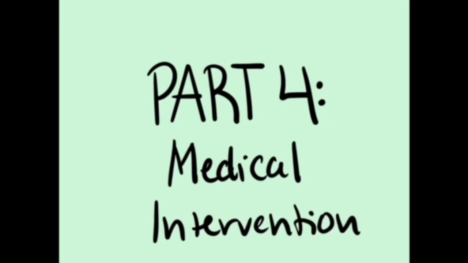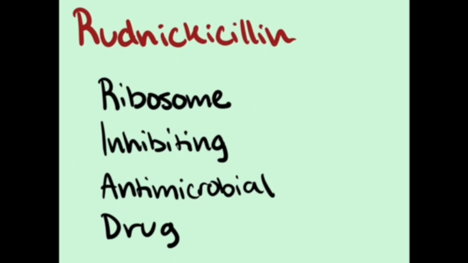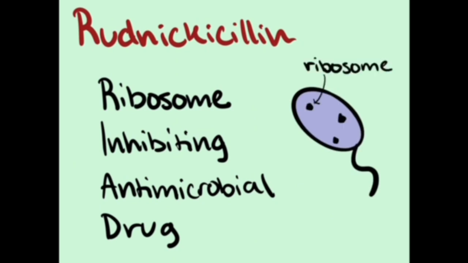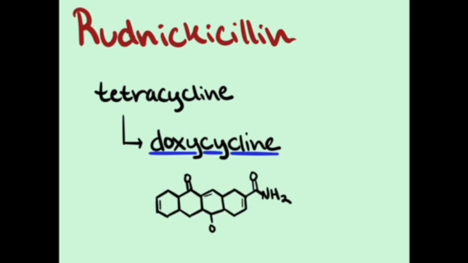Biochemical mechanisms occur when some bacteria develop mechanisms to pump out antibiotics before they can take effect, or they produce enzymes that break down the antibiotics, neutralizing their impact. Our medical intervention. Rednicocillin is a tetracycline antibiotic. It enters gram-negative bacterial cells through specialized protein channels called porins in the outer membrane.